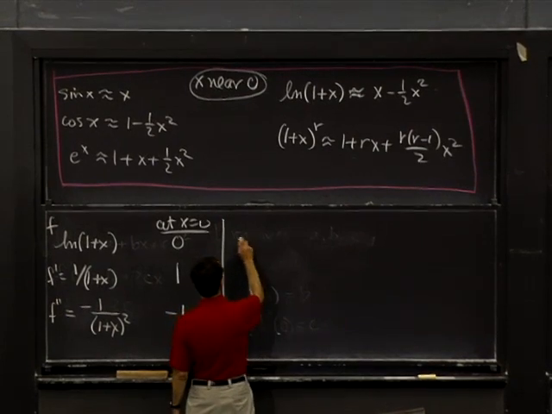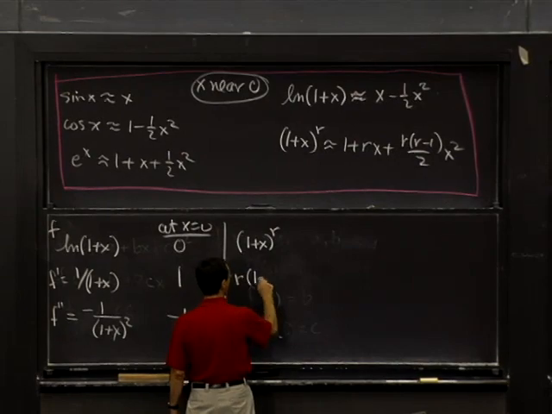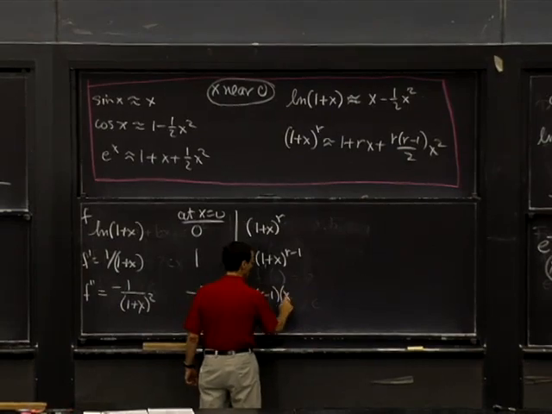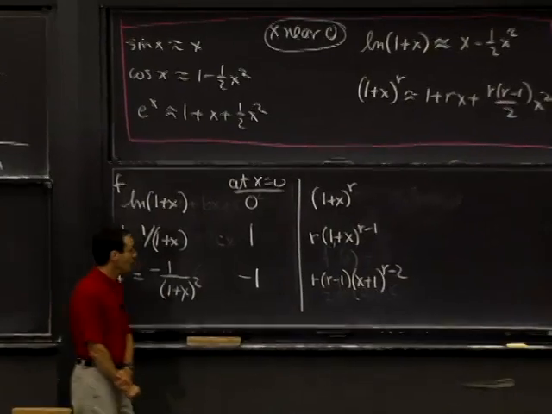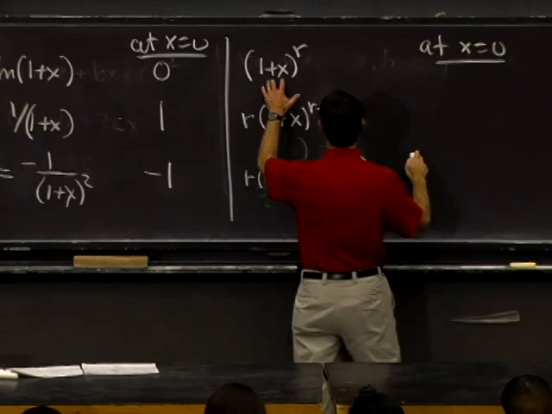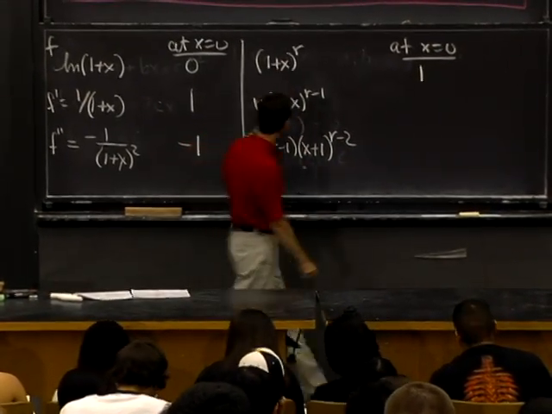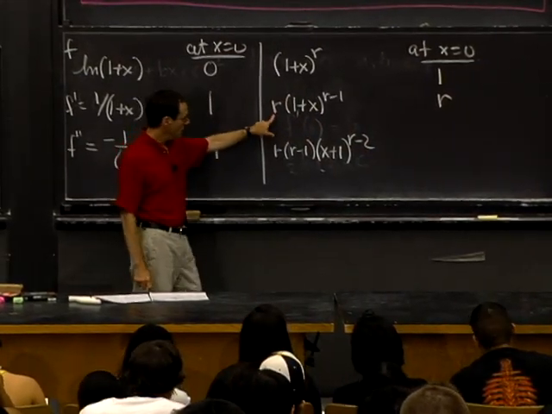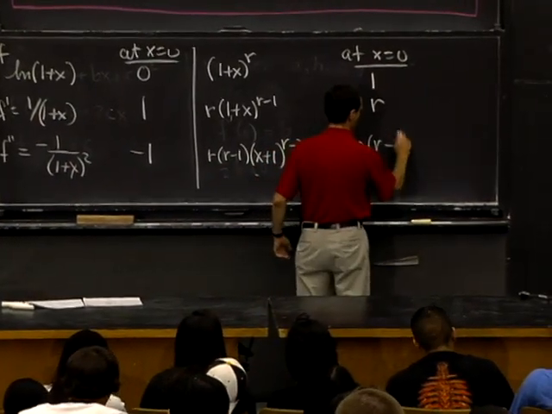All right, similarly, if I do it for 1 plus x to the power r, I have to differentiate that. I get r times 1 plus x to the r minus 1, and then r times r minus 1 times 1 plus x to the r minus 2. So here are the derivatives. And so if I evaluate them at x equals 0, I get 1. That's 1 to the r power is 1. And here I get r, 1 to the r minus 1 times r. And here I plug in x equals 0, and I get r times r minus 1.